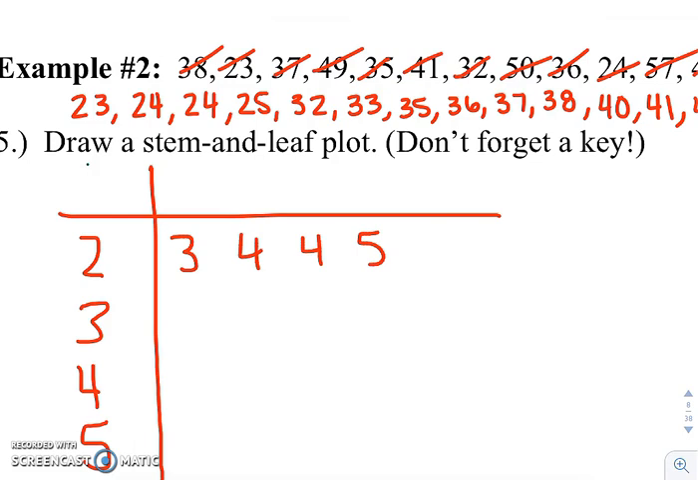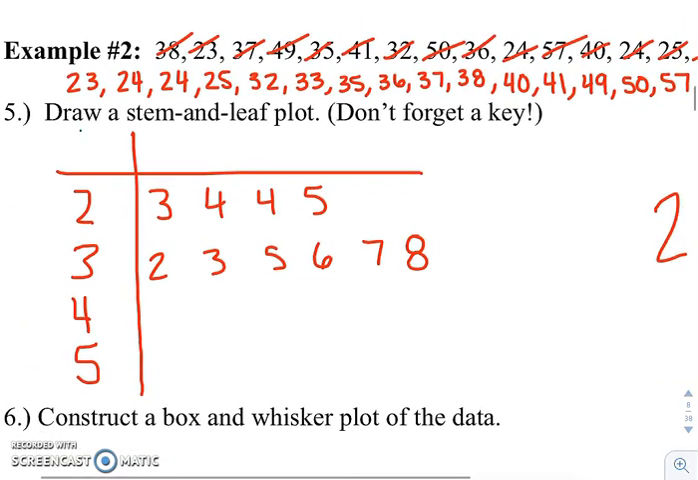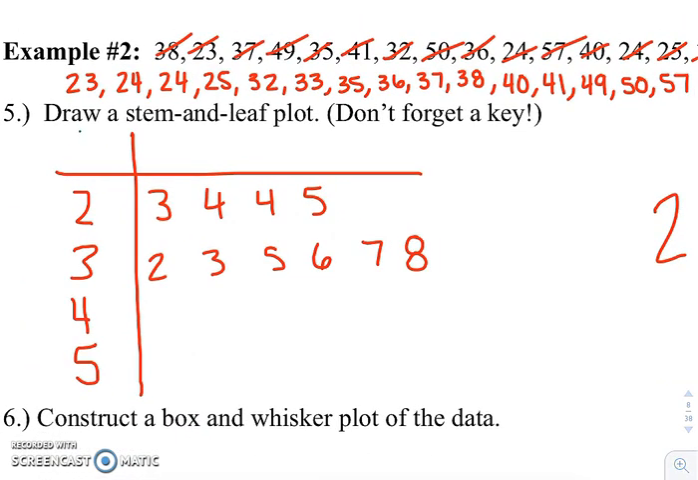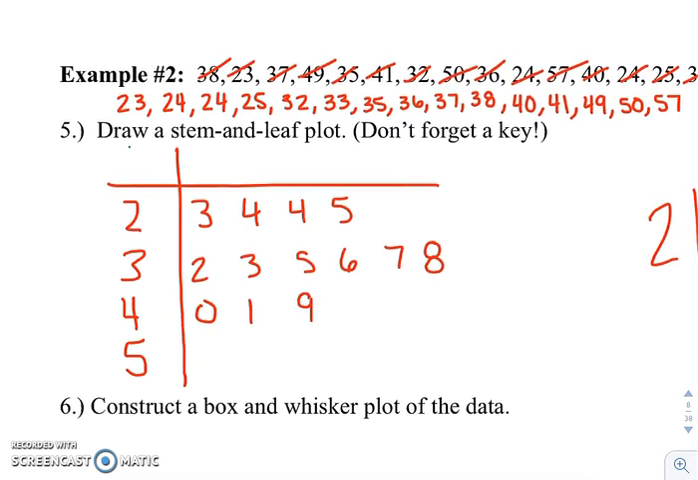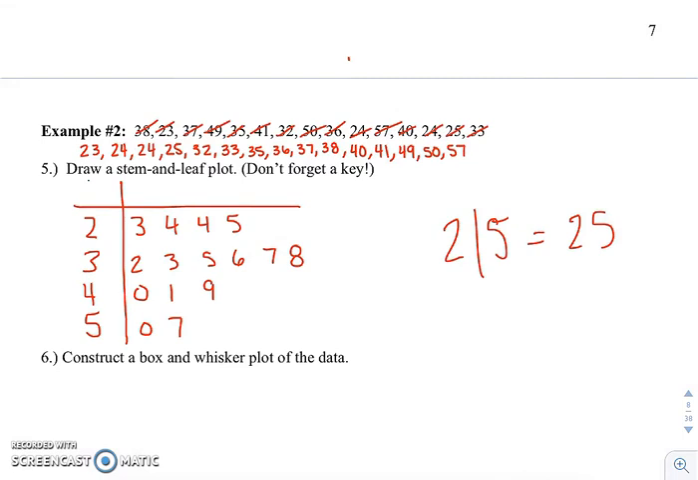And then you do the 30s. So we've got 32, 35, 36, 37, 38. So 2, 3, 5, 6, 7, and 8. And then the 40s: 40, 41, and 49. So 0, 1, and 9. And then the 50s, 50 and 57. And I always put them in numerical order. That's really the correct way to do it, from least to greatest. And that's pretty much it for your stem and leaf. And we already made the key.